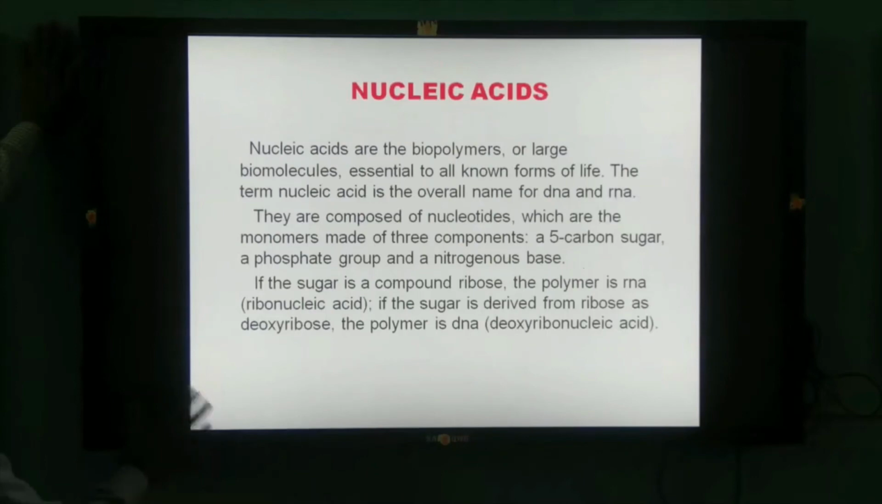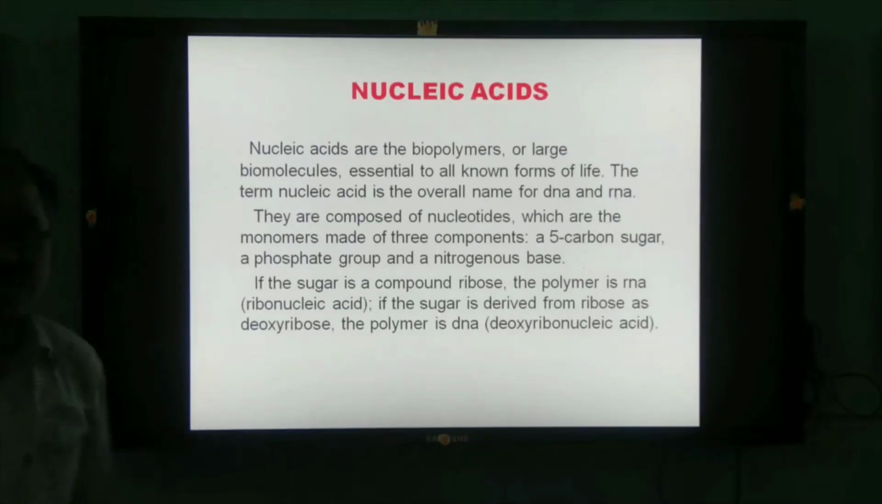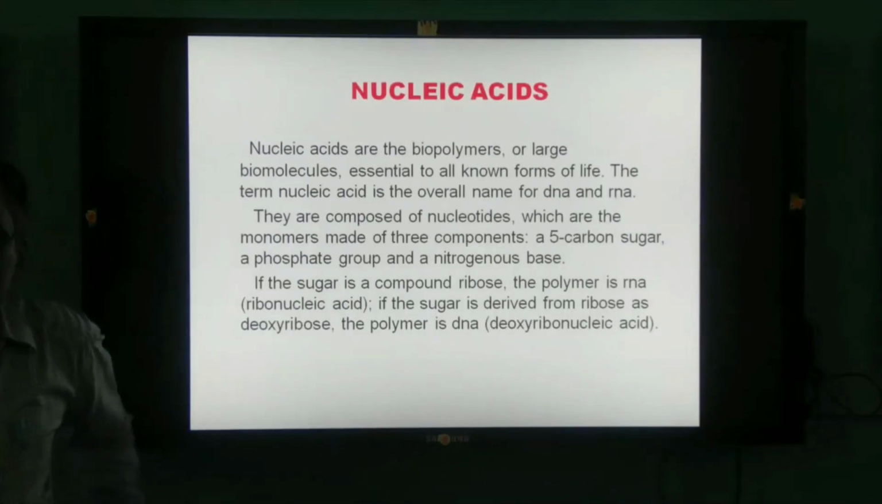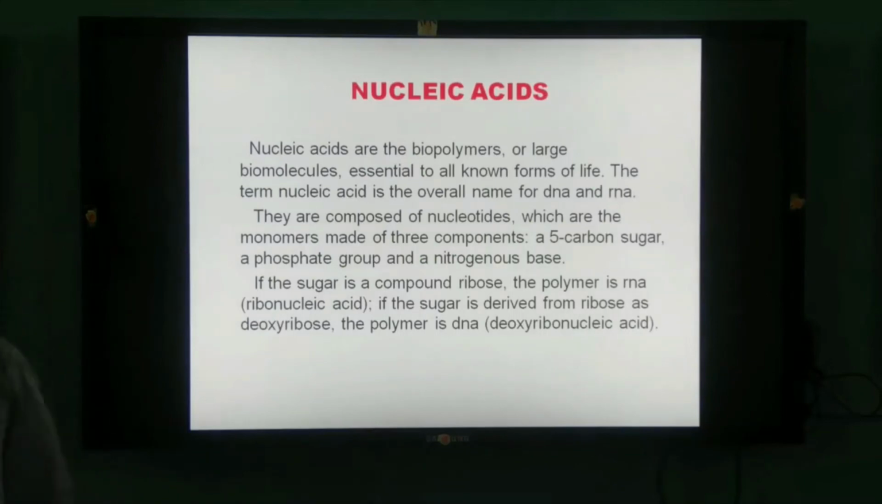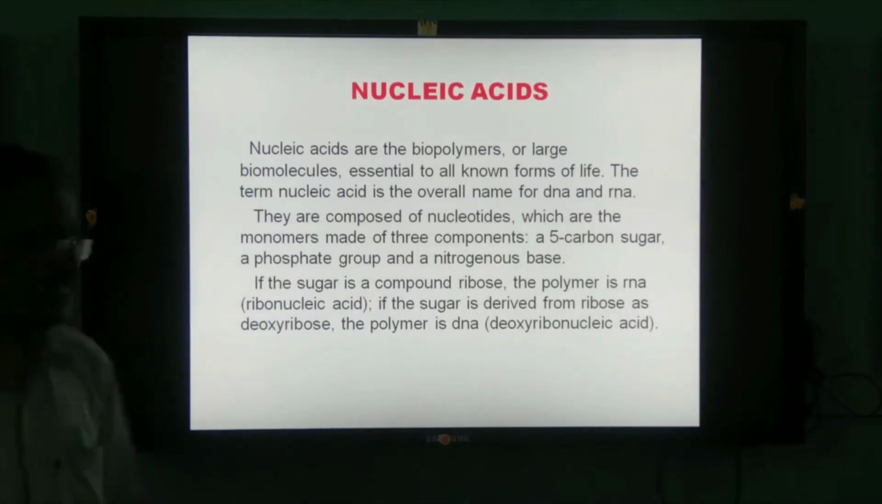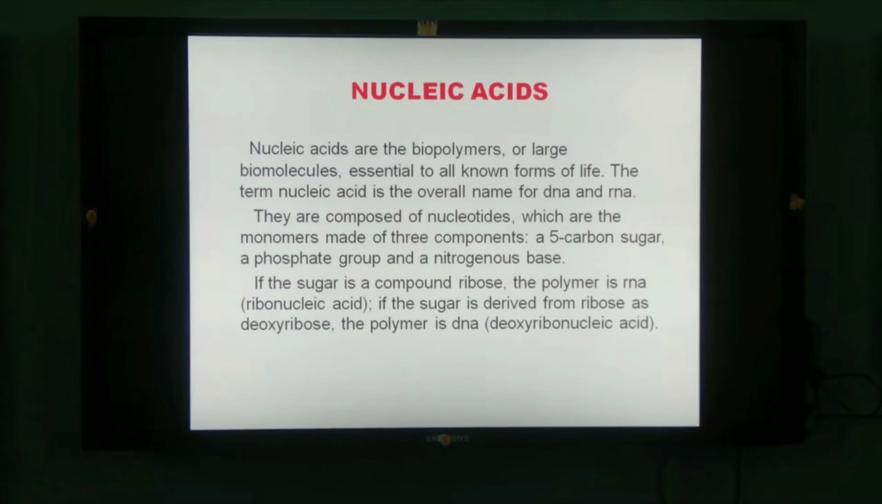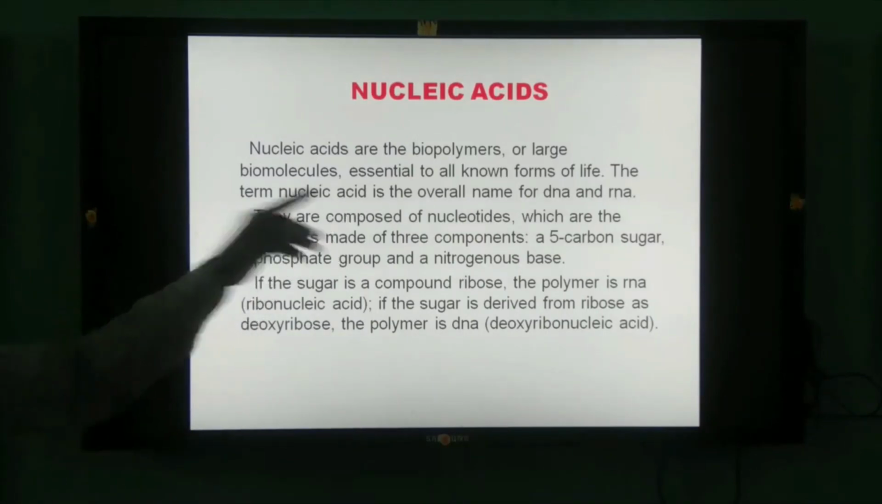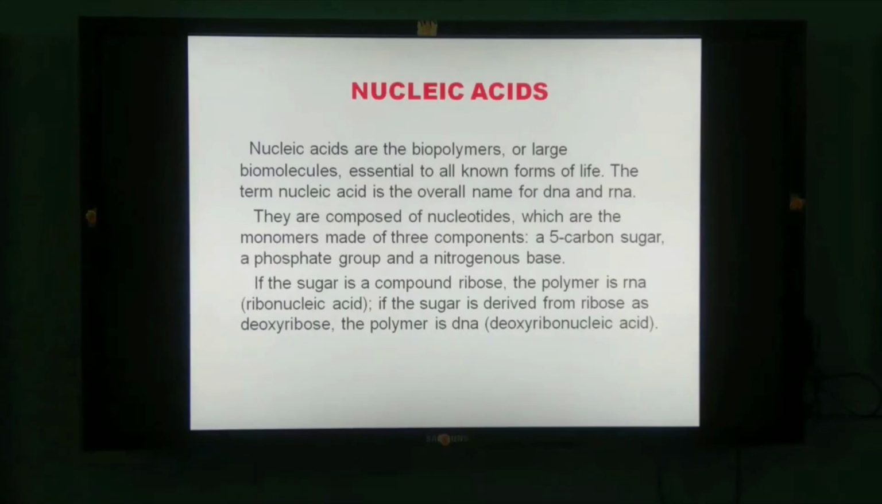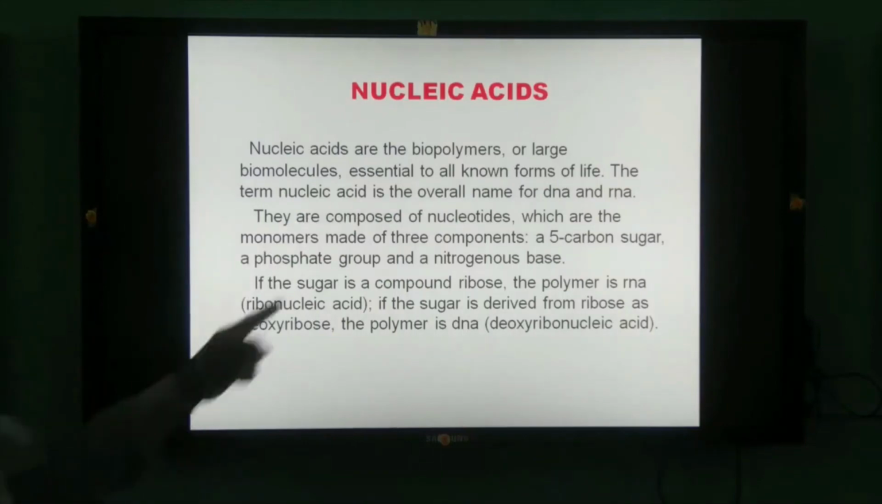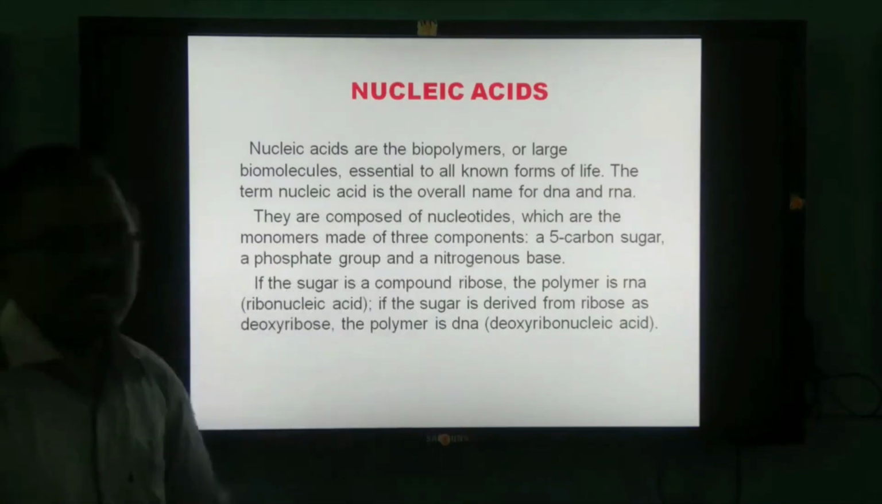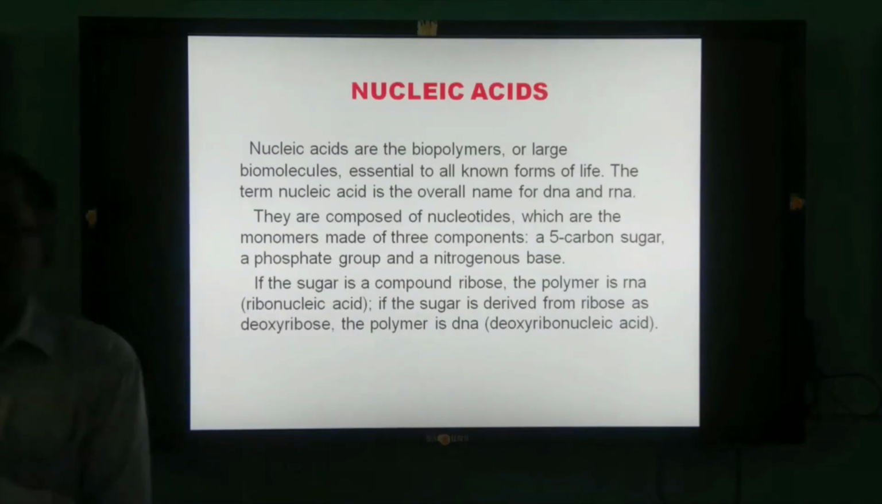The last one is another important biomolecule, the nucleic acids. So what are nucleic acids? These are biopolymers essential for all forms of life. The term nucleic acid is the overall name for DNA and RNA. The two important ones are deoxyribonucleic acid and ribonucleic acid.